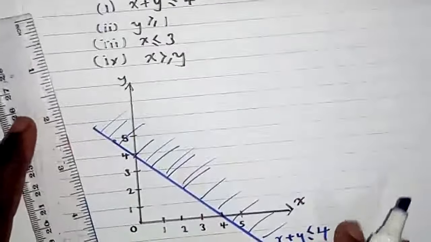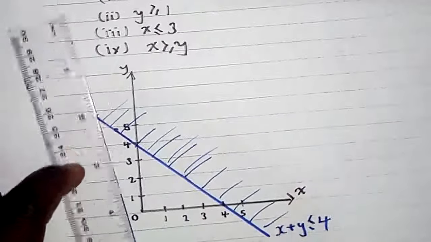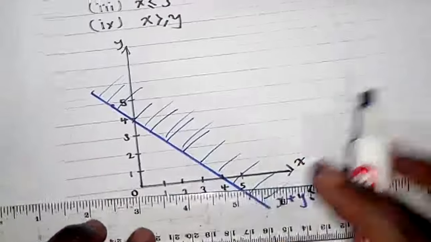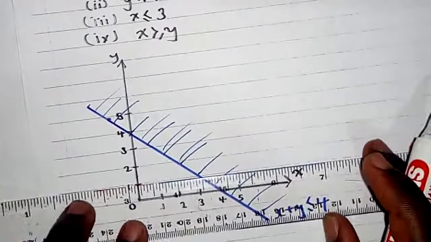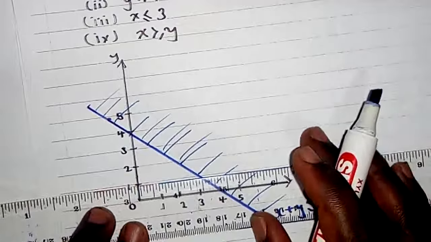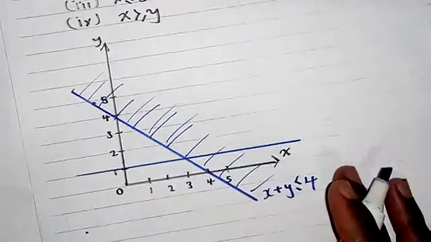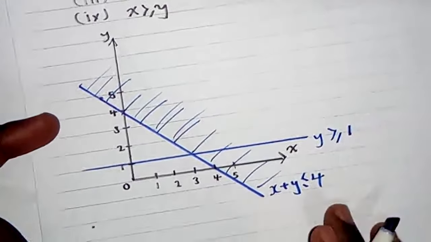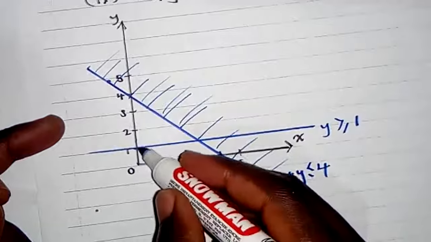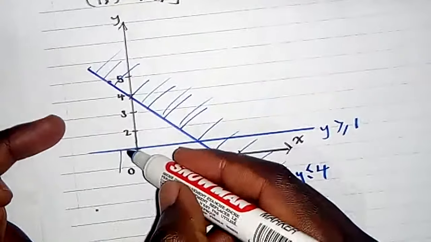Again, you go to the next inequality, this one. y is greater or equal to 1. So where is y? You go to the y-axis, it's over here. Where there is 1, you plot a line. So you write y is greater or equal to 1. Which part are we supposed to shade? The greater is up here, so we shade the bottom part, which is this one.